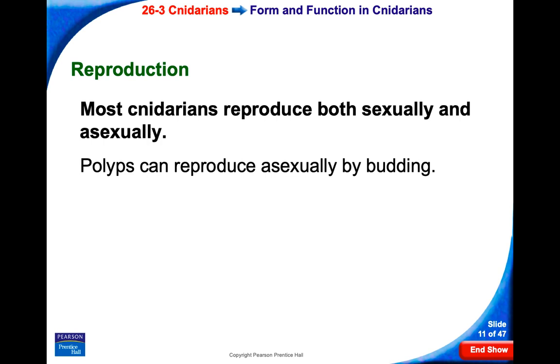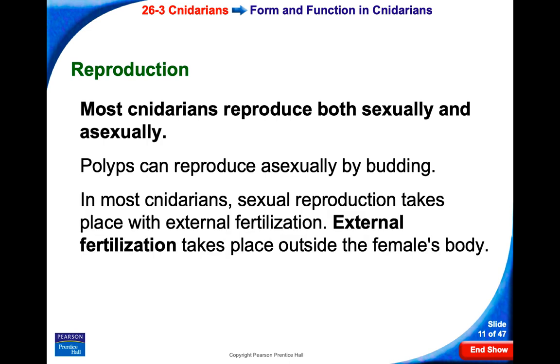However, once they get to the medusa stage, or in most other cnidarians where a medusa stage exists, that's where sexual reproduction happens. And this happens using external fertilization. So remember, fertilization is where a sperm cell and an egg cell come together to make a zygote. Well, in cnidarians, it's external, meaning it doesn't happen inside of the female's body. Instead, what happens is the sperm cells and egg cells are released into the water. And let's move on to the next slide to see what that looks like here.